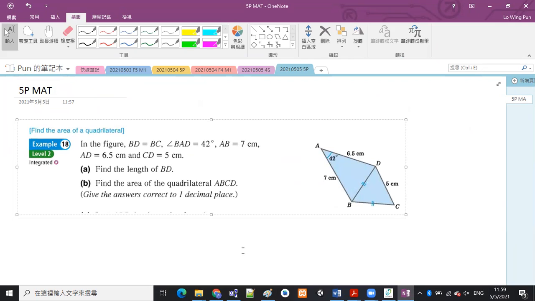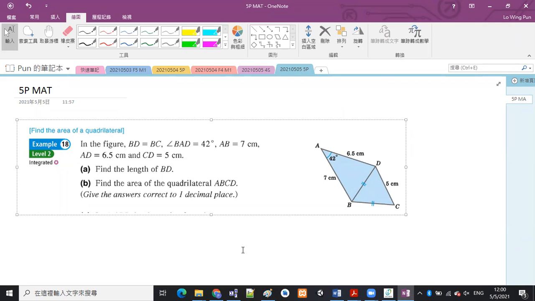Example 18. In the figure, BD is equal to BC, and angle BAD is 42 degrees, AB is 7 cm, AD is 6.5 cm, CD is 5 cm. So everything is marked on the diagram, and you just need to focus on the diagram. Part A, find the length of BD.